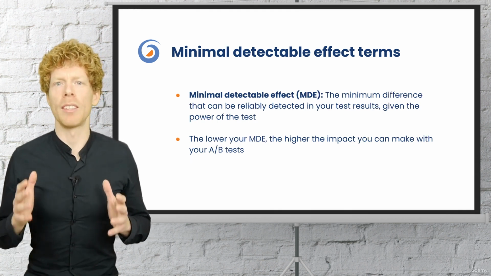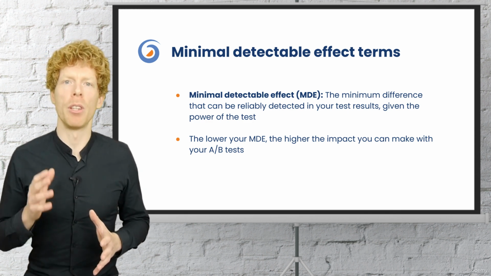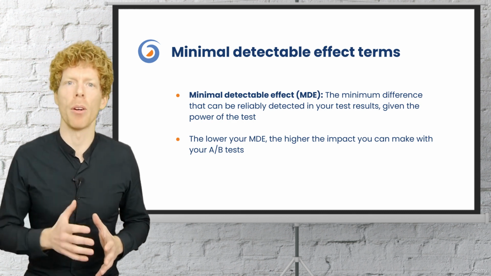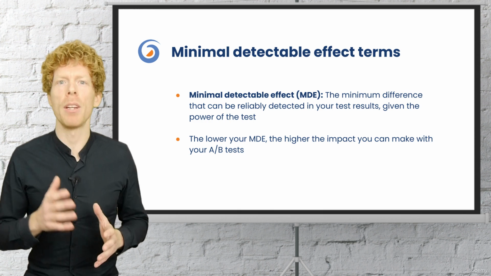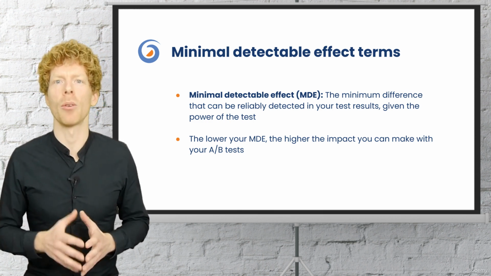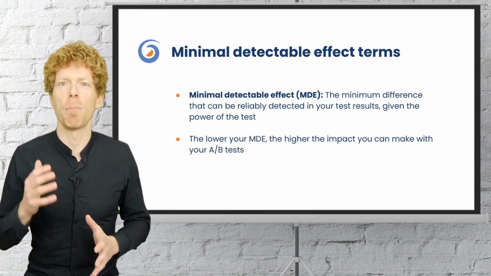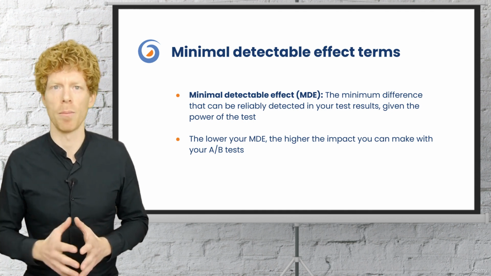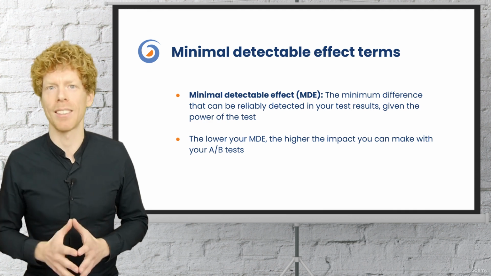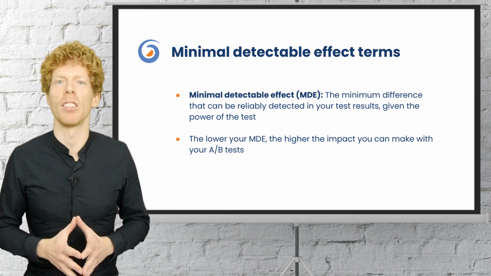Finally, we have the minimal detectable effect, in short, MDE. This is the minimum difference that you can reliably detect in your test results, given the power of the test. So with an MDE of 5%, you can find a statistically valid uplift of 5% or higher in your experiment. When the uplift is below 5%, there's a bigger chance for a type 1 error. The lower your MDE, the higher the impact you can make with your A/B tests. Because a low MDE means you can detect smaller significant changes.